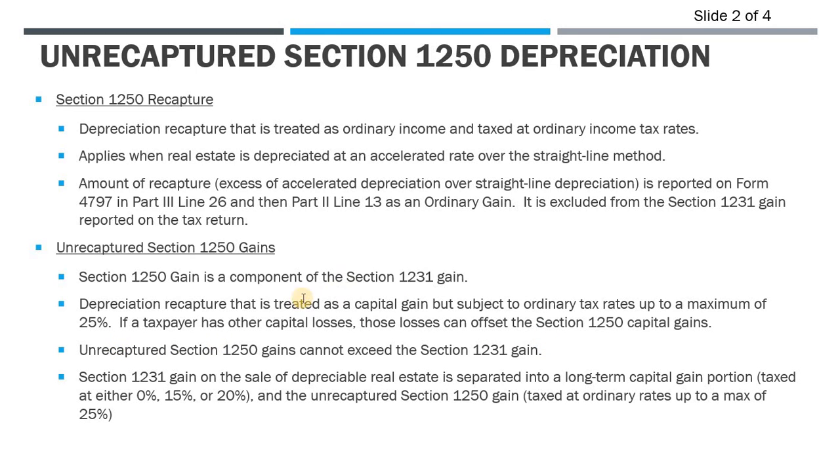And then the other point that's really important to remember is it's still treated as a capital gain if you have other capital losses. So if John had capital losses of, let's say, 100,000, he could offset the 1250 gains with those capital losses, and there wouldn't be any of this ordinary tax impact on the unrecaptured 1250 piece. So that's also very, very important to remember: you still get capital gain treatment for purposes of netting other losses.